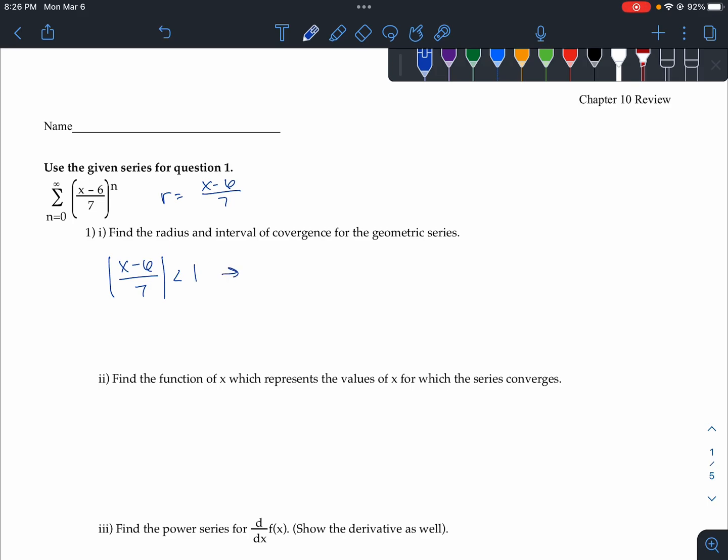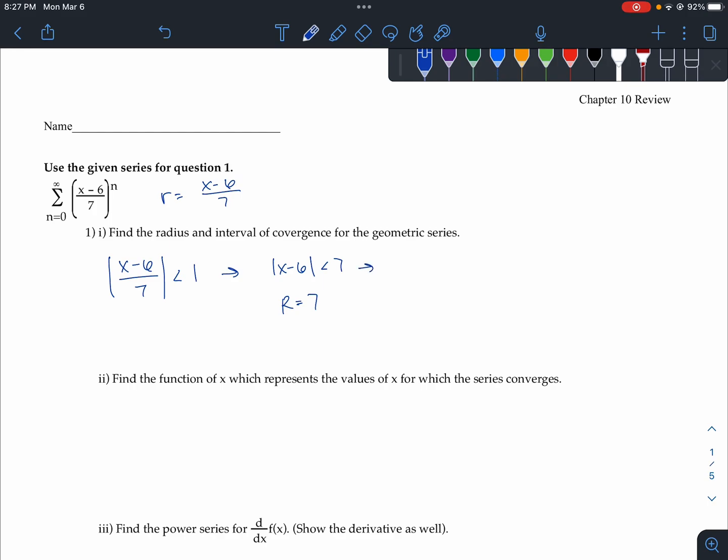Or if you multiply both sides by 7, you get the absolute value of x minus 6 is less than 7. And now that I have x with no constant multiplied, this over here is the radius. So the radius of convergence is going to be 7.